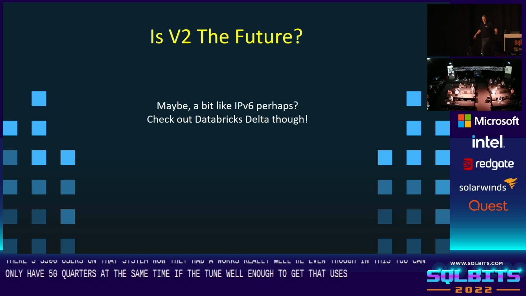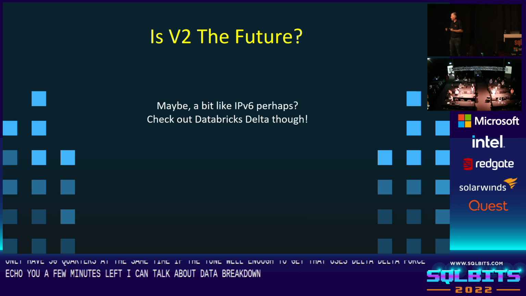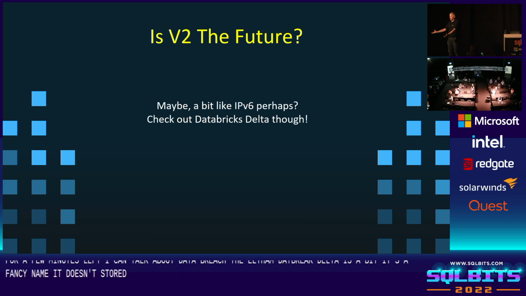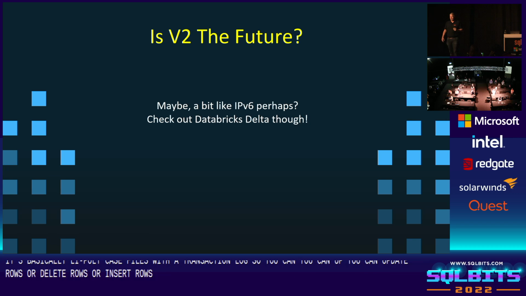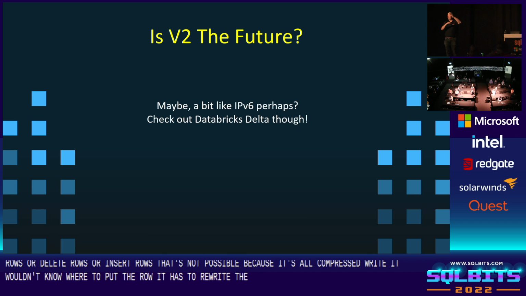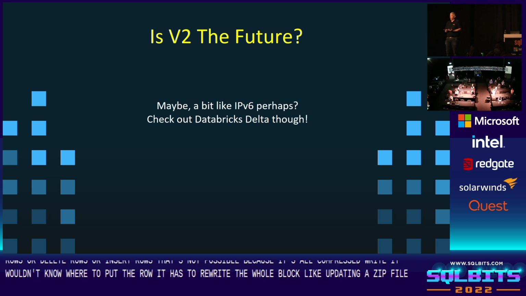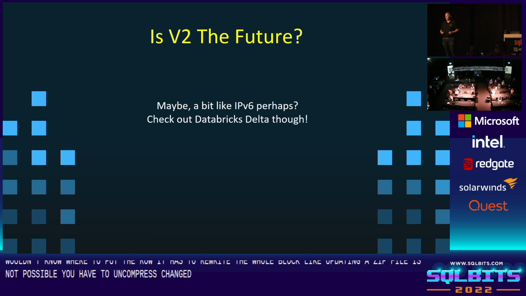Oh yeah, Delta. Can I talk about Delta for a sec? Oh yeah, I have a few minutes left. I can talk about Databricks Delta. Databricks Delta is a fancy name. It doesn't store differences automatically or something, like the name would suggest. It's basically Parquet files with a transaction log. So you can update rows or delete rows or insert rows. That's not possible otherwise, because it's all compressed, right? It wouldn't know where to put the row. It has to rewrite the whole block. It's like updating a zip file.